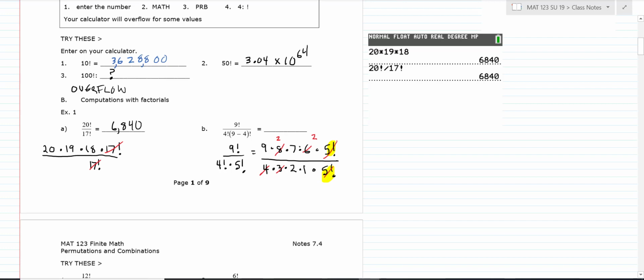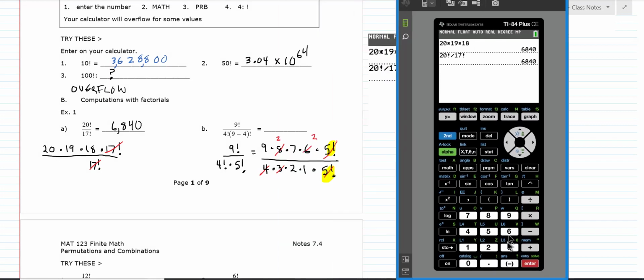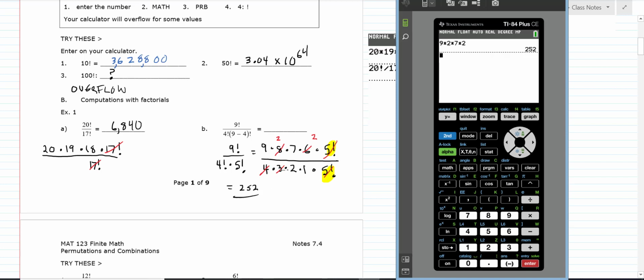So it looks like what we're left with is this. We could now go to the calculator and work this out. In the top, what we would have left over is 9 times 2 times 7 times 2, and that would be 252. And then what we're left with in the bottom is everything canceled out except the 2 times 1, and then you could just divide that on your calculator. So we get 126, and that would be the answer to that problem.